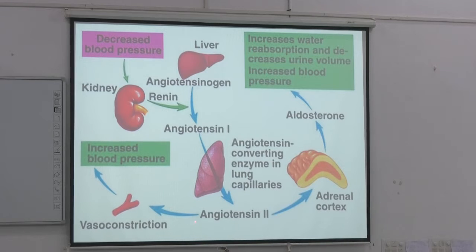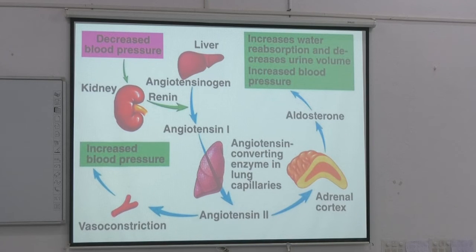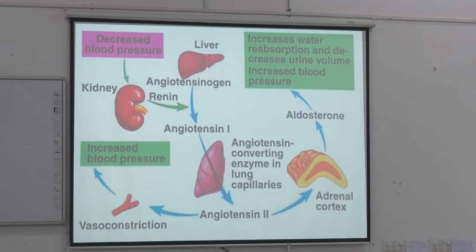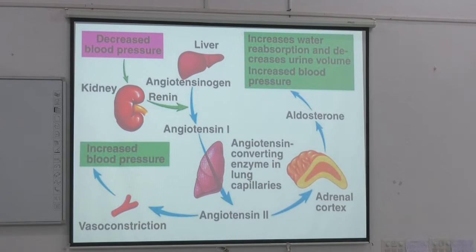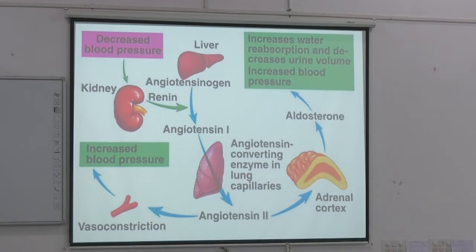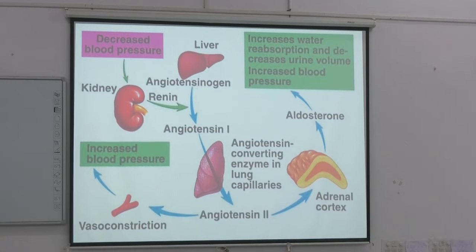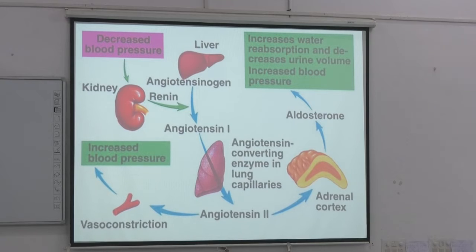And these perform several functions, like vasoconstriction, the first function. Due to this, it increases the blood pressure. And this angiotensin stimulates the secretion of aldosterone through the adrenal cortex. In the adrenal cortex, this aldosterone is secreted by the zona glomerulosa.